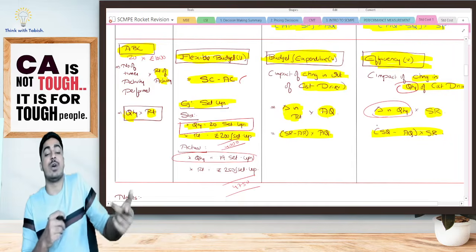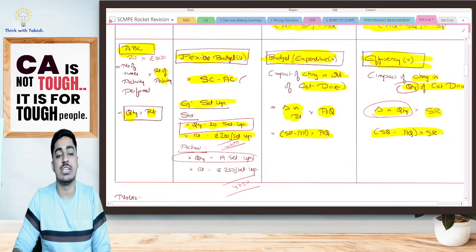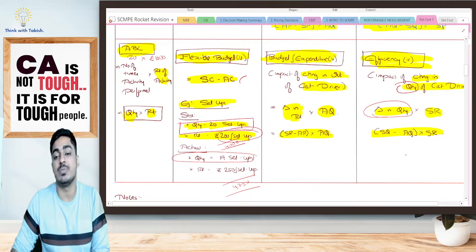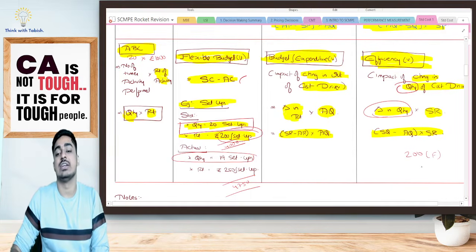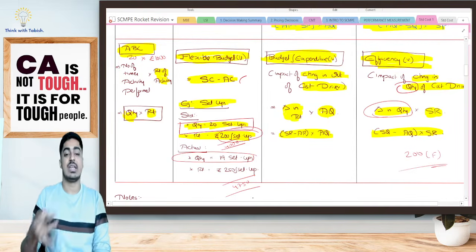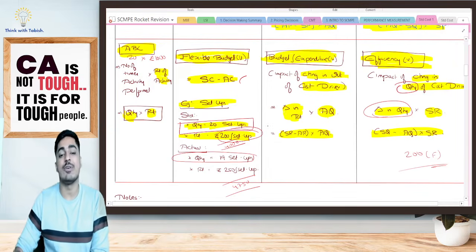That means if I have saved one setup, how much cost I would have saved, students? For every setup, ideal cost is 200 rupees. That means 200 rupees I have saved. Is it clear?